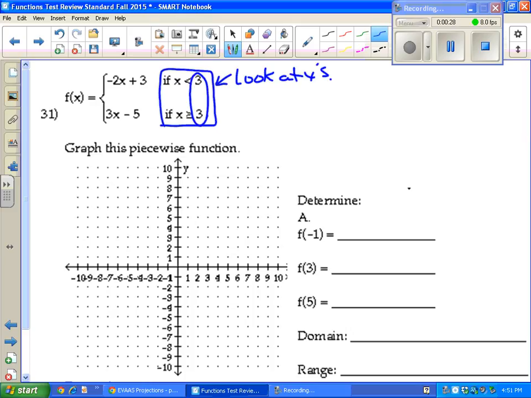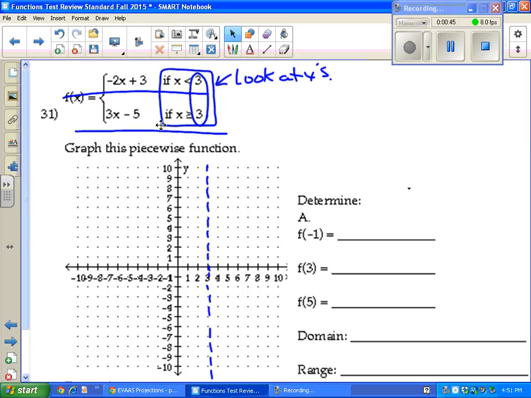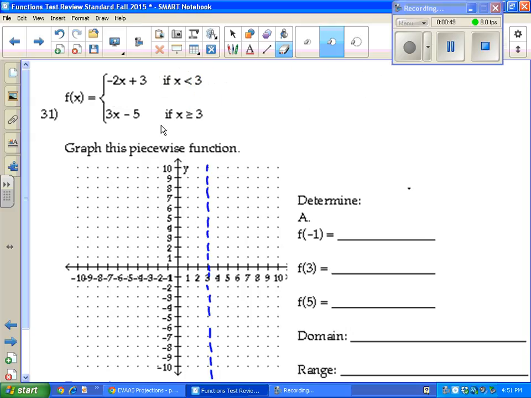I hope that 3 jumps out at you and you see that 3 is a number that's going to separate the first piece of the function from the second piece of the function. So we're going to go to number 3 and we're going to draw or mark or highlight a little line. And this is going to be a line that's going to separate the first piece of the function from the second piece of the function. So we've done the first step.